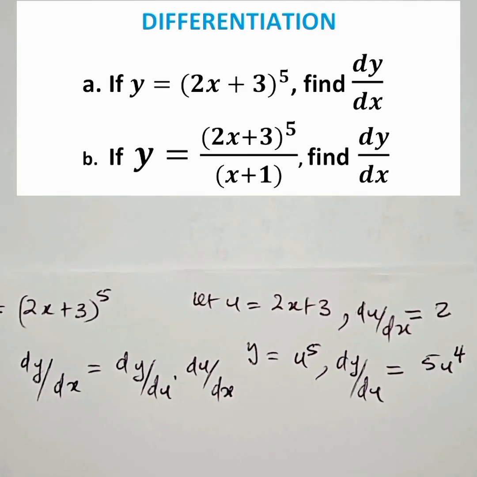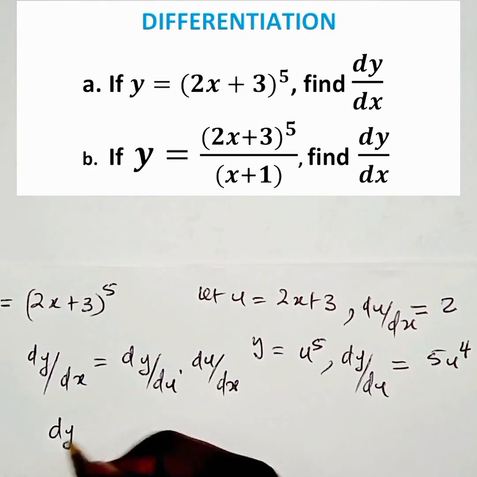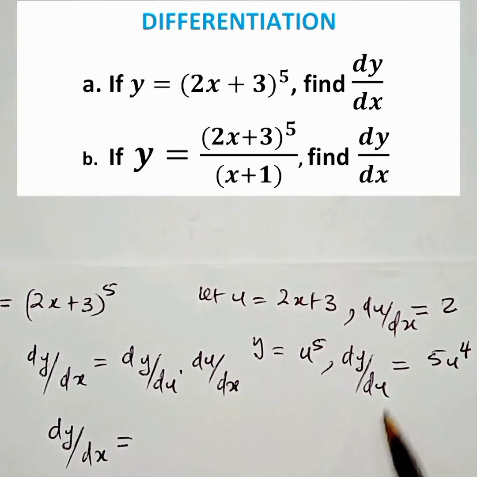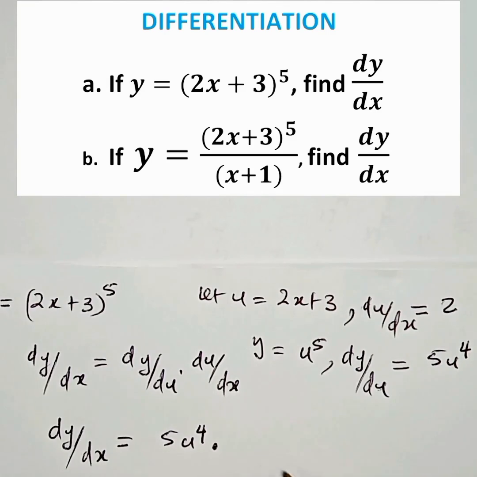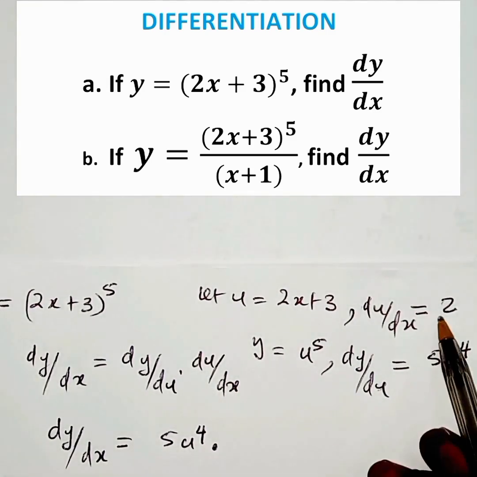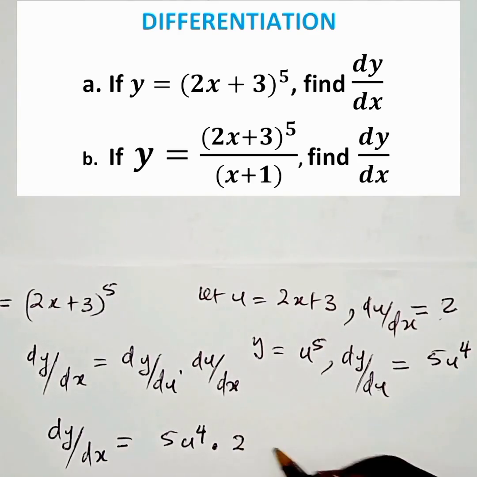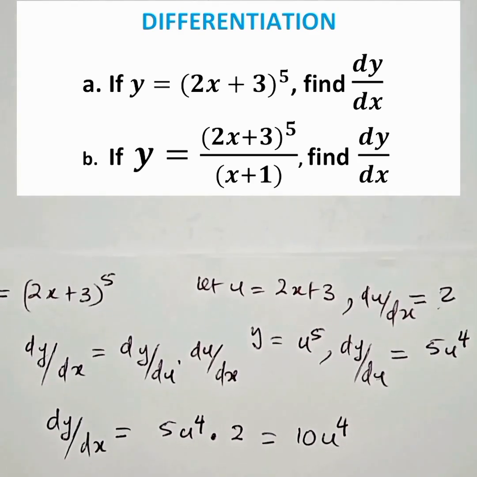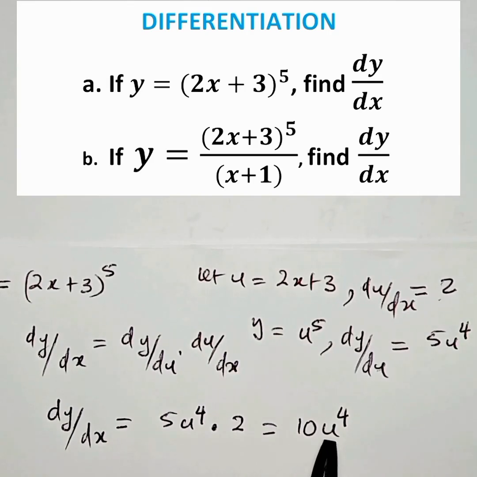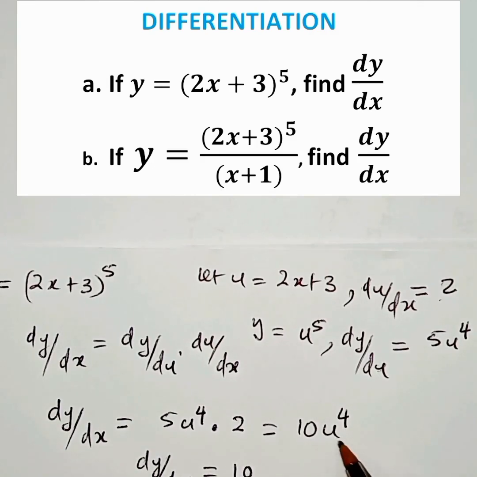All right. So now we're going to say dy/dx is equal to dy/du, which is 5u to the power of 4, multiplying du/dx, which is 2 right there. So this is going to give us 10u to the power of 4. But we need to take it back so that it is in terms of x. So I'm going to say dy/dx is equal to 10, and remember, u is 2x plus 3. So (2x plus 3) to the power of 4.